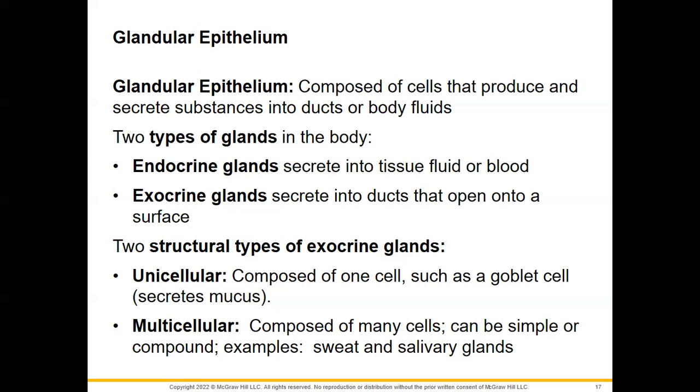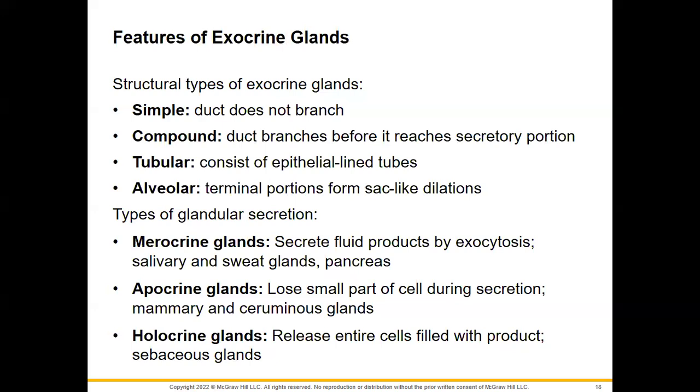Multicellular glands are all the other glands that have more than one cell associated with that one particular gland. Now, when you look at multicellular glands, they can look very different. They can be considered simple or compound, and we'll talk about what that means in just a moment. But again, your multicellular glands are like your sweat glands and salivary glands, mammary glands that produce milk, etc. So let's talk about the features of those exocrine glands.